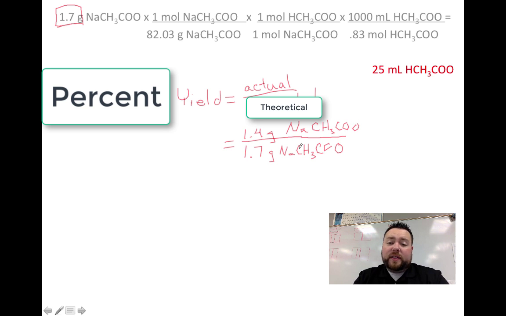All I have to do is just divide this out. I take 1.4 divided by 1.7, and I receive 0.82, which is fine because that'll be the correct number of significant figures. So 0.82 is the same as 82%. In this situation, if 1.4 grams is what I actually measured, then I got 82% of the amount of sodium acetate that I was supposed to get.